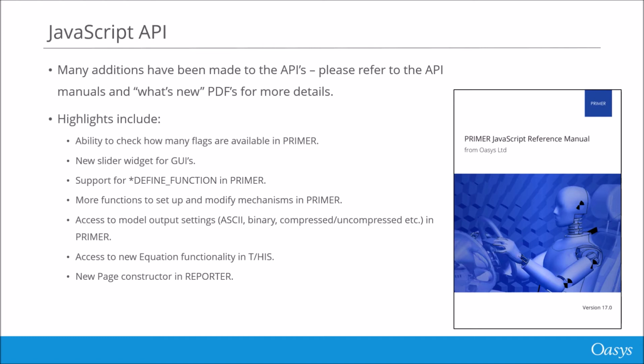There's a new slider widget for GUIs. We've added support for defined function in Primer API. We've added more functions to set up and modify mechanisms in the Primer API. We now have access to model output settings, so ASCII output, binary, compressed, uncompressed, etc. in Primer. We also have access to new equation functionality in THIS. And we've also got access to a new page constructor in the Reporter API. So that's just a few things that we've added, but we've added a lot more. So please do have a look at the What's New PDFs to see the details.